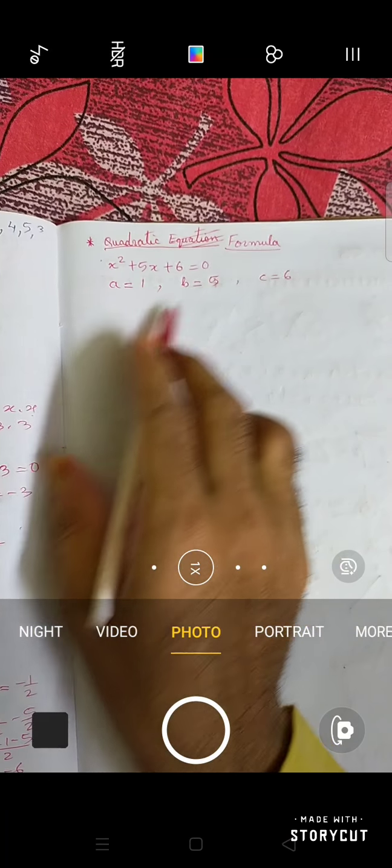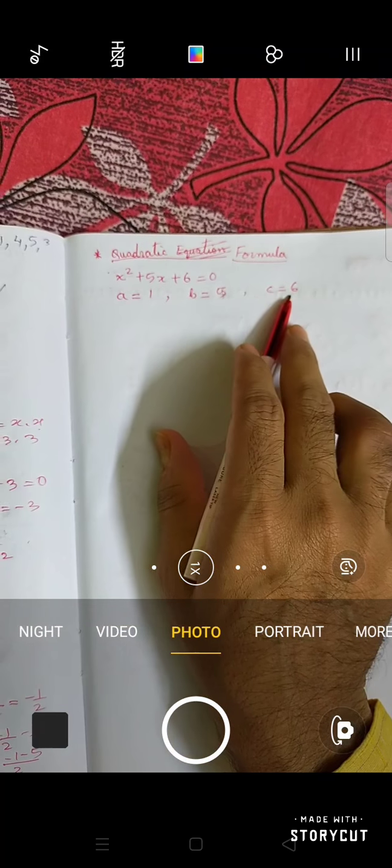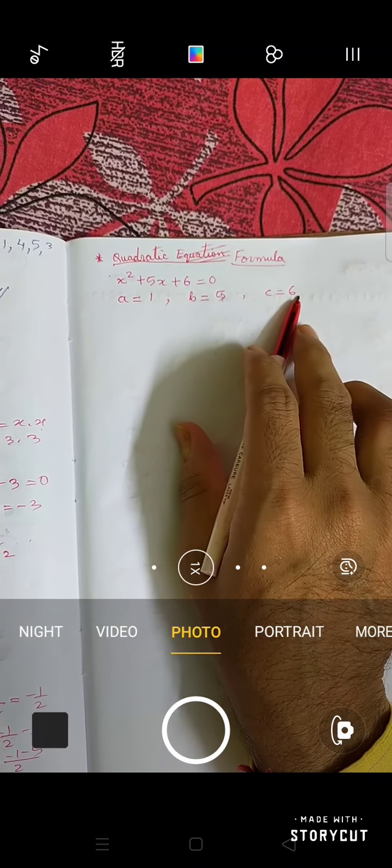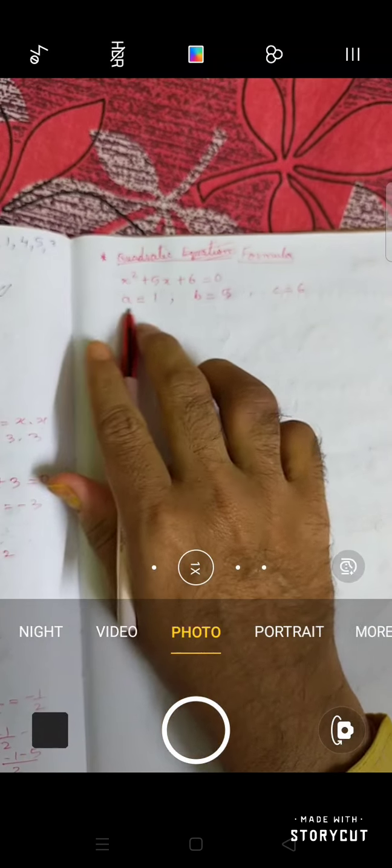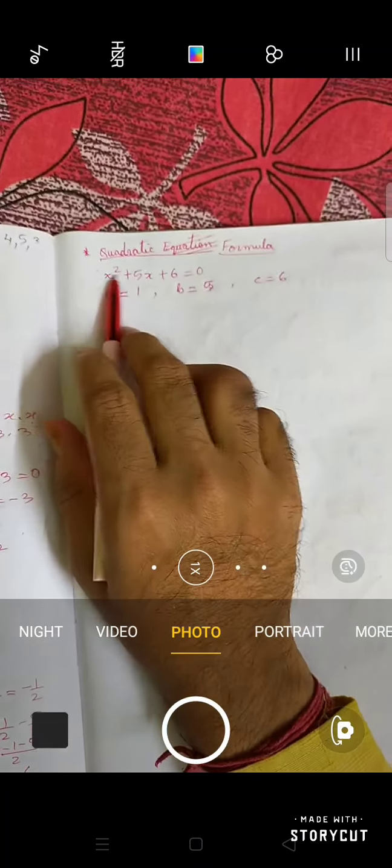Now while applying the quadratic formula, first of all you should know A, B and C. Here I have written A, B and C. If you don't want to write this, it's up to you, you can directly start. So this is your question. Now first of all, we will find D. D is called the discriminant, and the formula for the discriminant is D is equal to B square minus 4AC. This is the formula.